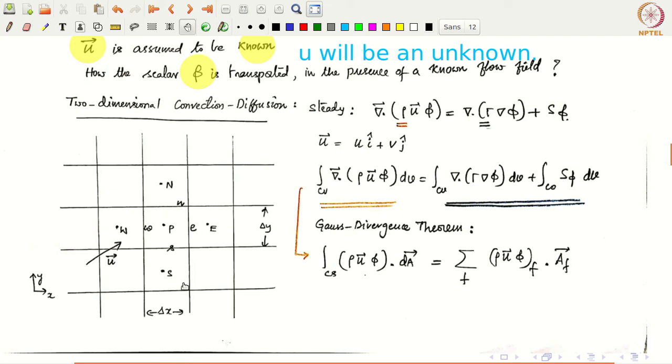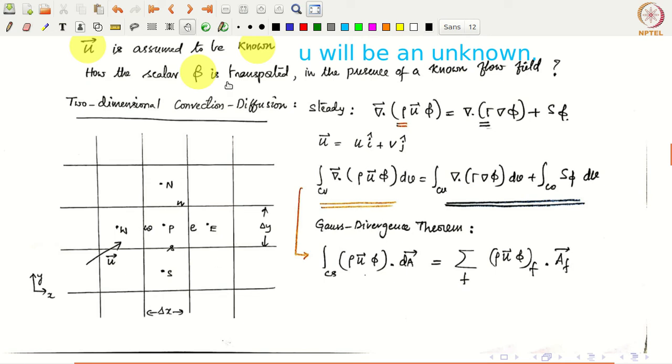The width of the cell in the x direction is delta x, and the width of the cell in the y direction is delta y. The other terminology, the distance between P and the east cell in the x direction, would be delta x e, and this would be delta x w, this would be delta y n, and this would be delta y s. All those terms would be valid here as well. I am not repeating those terms here.